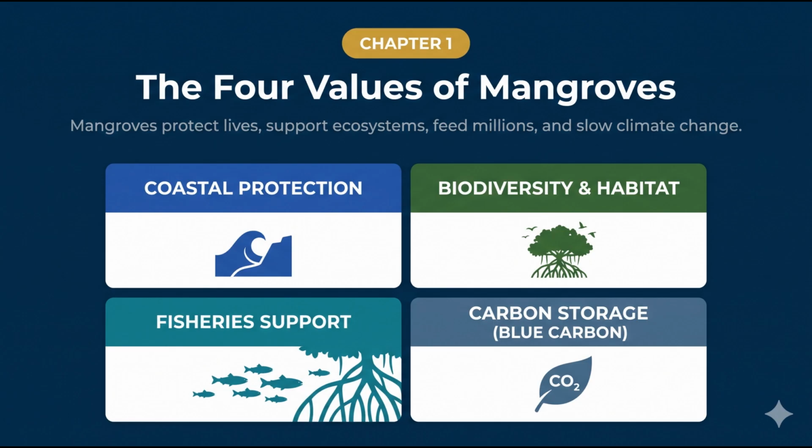The 4 values we will cover are coastal protection, biodiversity and habitat, fisheries support, and carbon storage, which scientists call blue carbon. These 4 values are the reason mangrove conservation matters. And they are the reason why losing mangroves has consequences that last for generations.